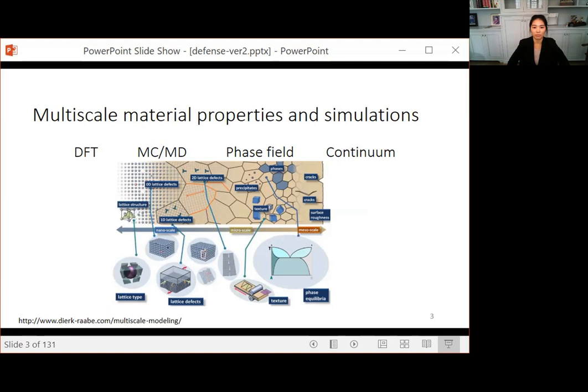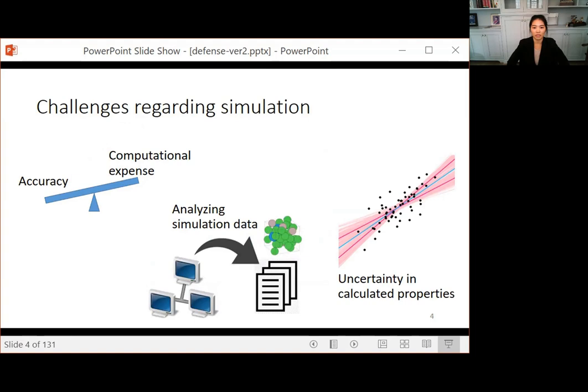And there are challenges regarding simulation. One of them is the trade-off between accuracy and computational expense. DFT is highly accurate, but it is computationally expensive. Traditionally, people use physical potentials that trade off accuracy for faster compute. Another challenge is analyzing the simulation data that comes from the MD simulation. A lot of times a huge amount of data is generated in the form of text files, and it can be Cartesian positions of the atoms along the time steps of the simulation. So we have to be able to efficiently analyze this data and extract the relevant information.